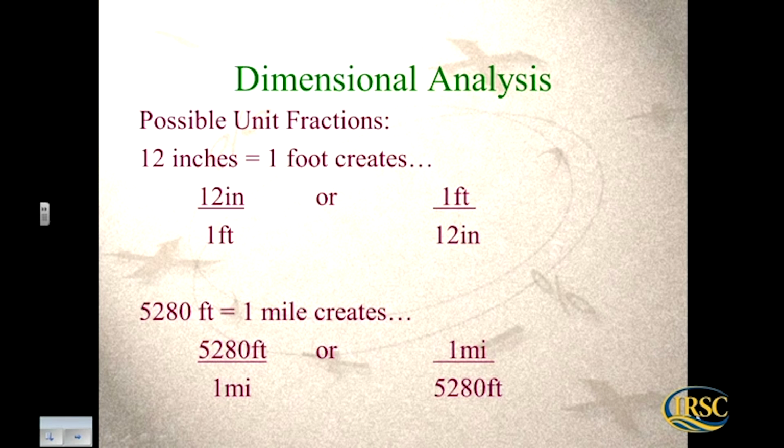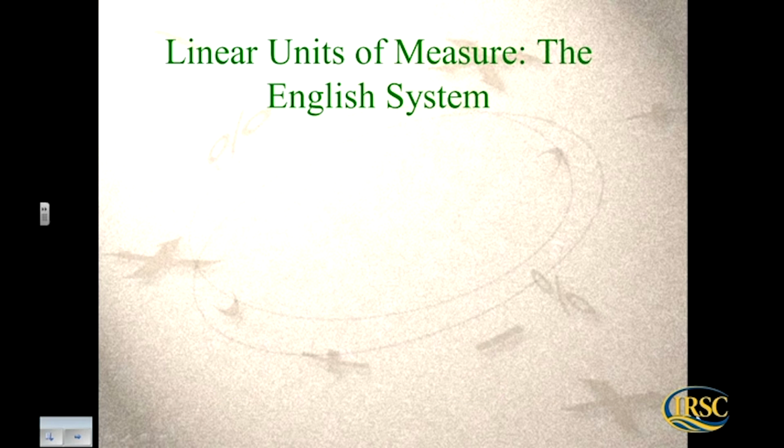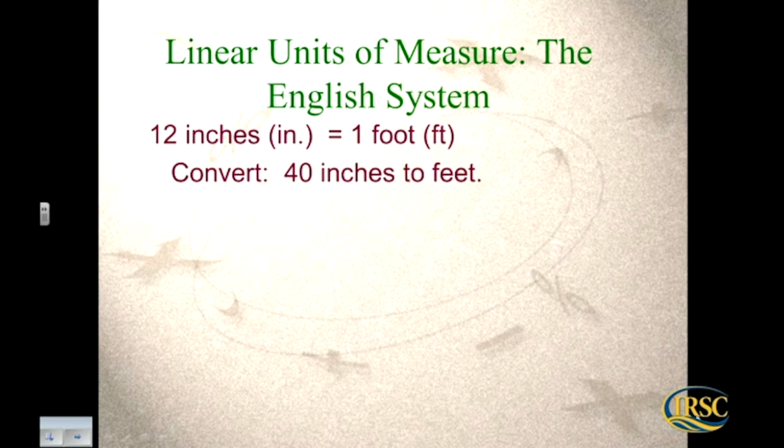So let's go ahead and apply dimensional analysis to a problem. We're going to use 12 inches equals 1 foot again, and this time we want to convert 40 inches to feet. In order to work this problem, the first thing you're going to do is look at what's given, 40 inches, and write that down. You're always going to put this over 1 so that you can see it in the form of a fraction. Whatever you're given, just put it over 1.